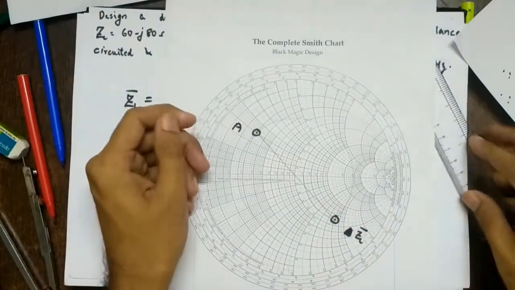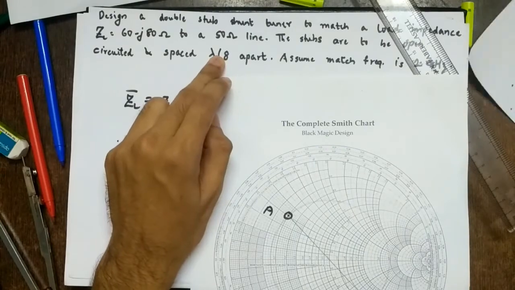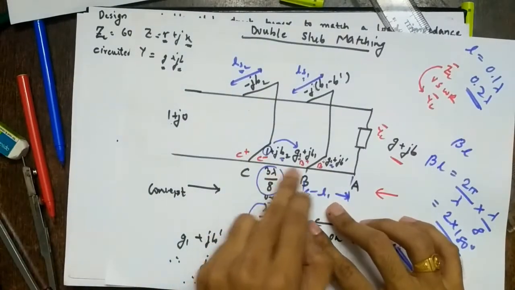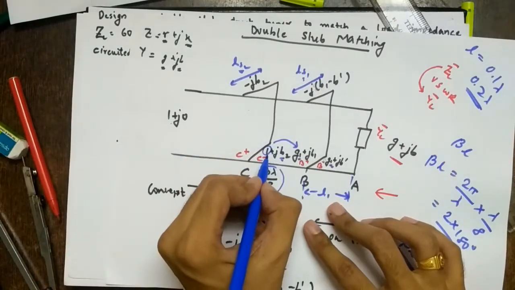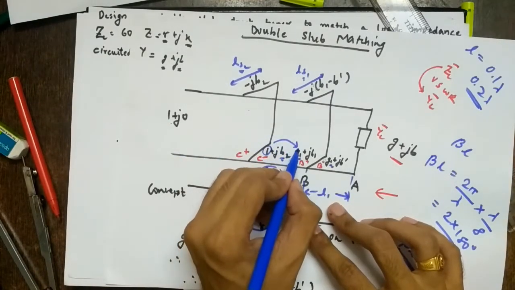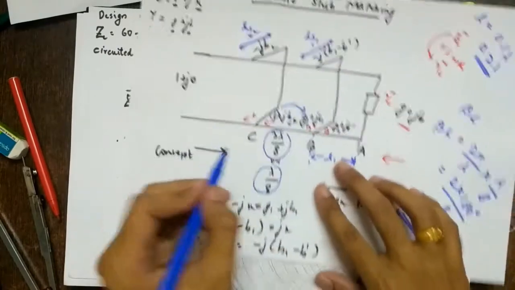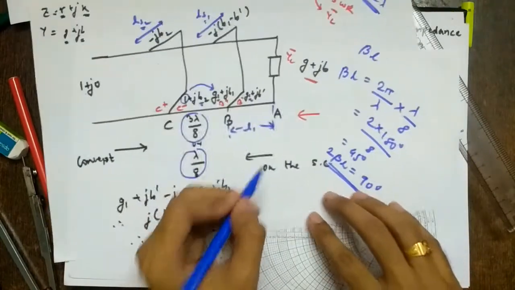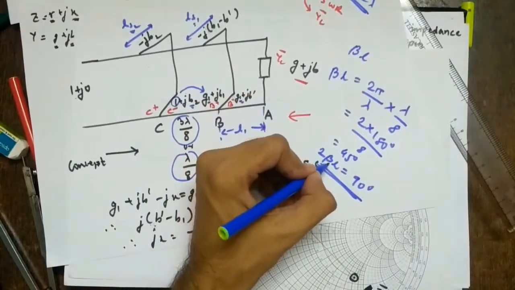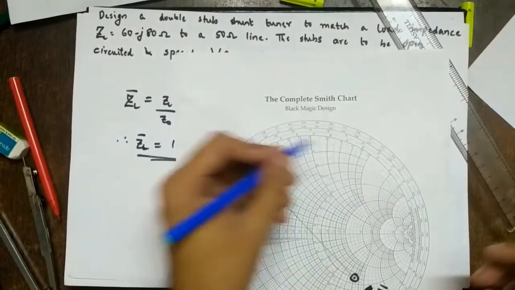Now before this, you can plot the rotated G equal to 1 circle. Why do we require that? Because G equal to 1 is getting transformed to G1, by a distance of lambda by 8. A distance of lambda by 8 corresponds to an electrical length of 90 degrees. So 90 degrees we have to rotate.